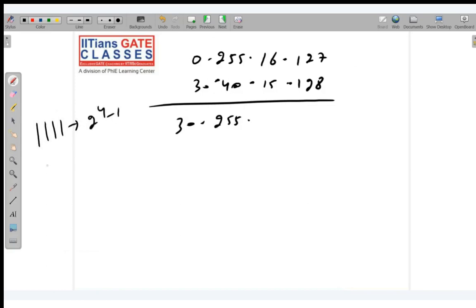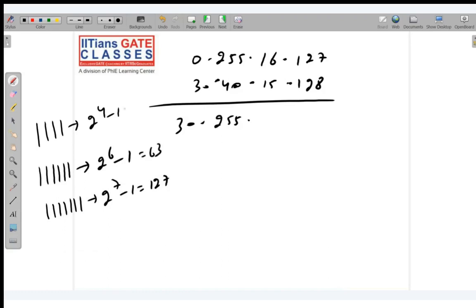Yes, I have told you, sir, the shortcut. 1 2 3 4 5 6, 6 ones, that means 2 power 6 minus 1, that is 63. 1 2 3 4 5 6 7, 7 ones means 2 power 7 minus 1, that is 127. So 63, 15.